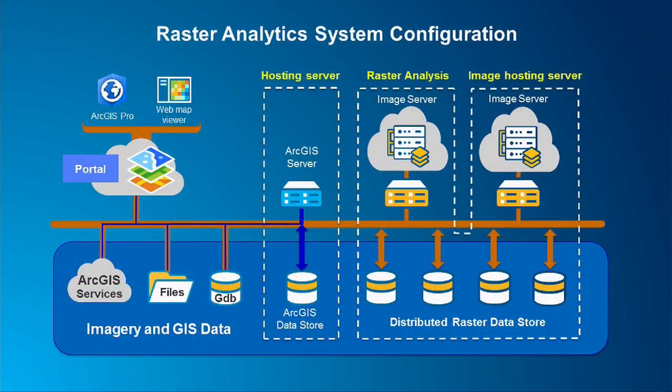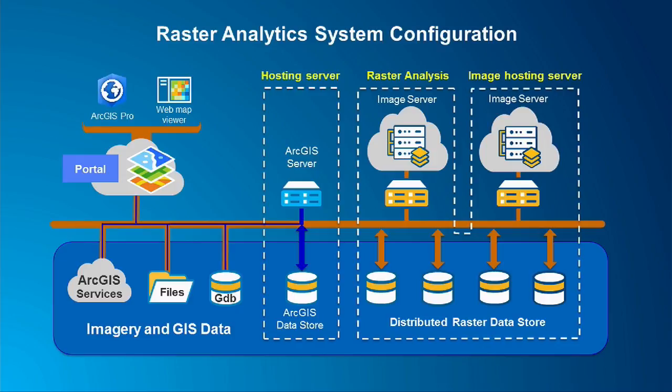So this is probably the most important slide for this workshop today. This is typically what an enterprise ArcGIS looks like with distributed raster analytics enabled. Feel free to take a picture. Basically, you need to install ArcGIS Portal. The bare bones of an ArcGIS Enterprise consist of a portal and a hosting server. A hosting server is basically an ArcGIS Server site with an ArcGIS Data Store configured to it.